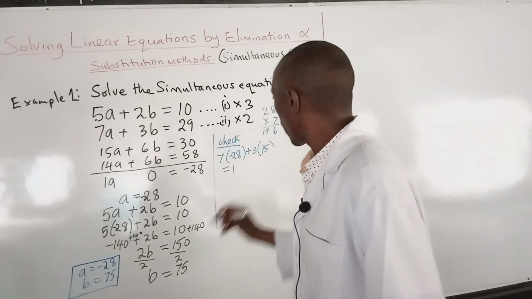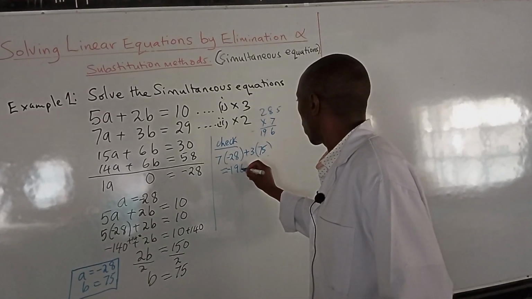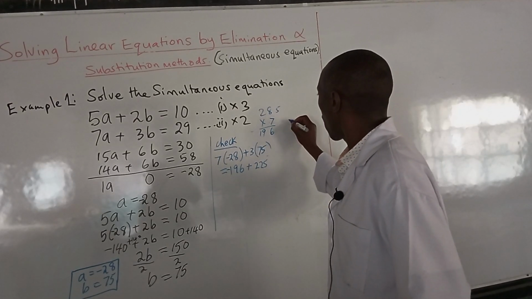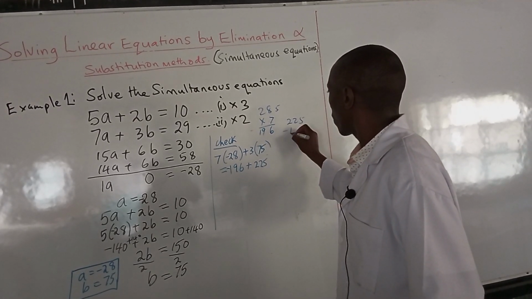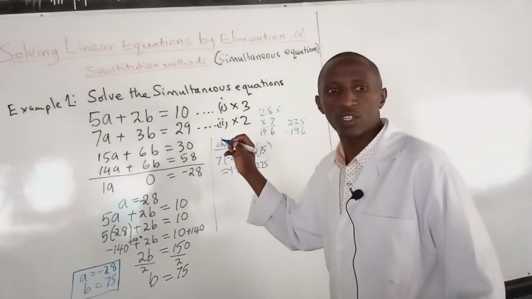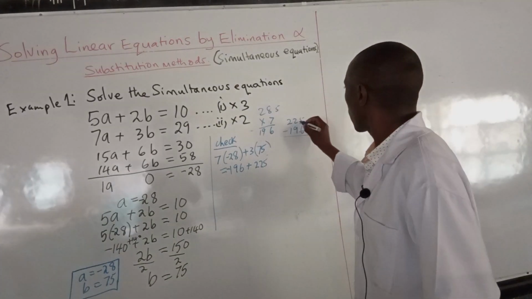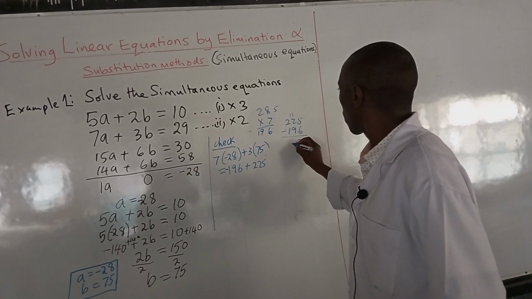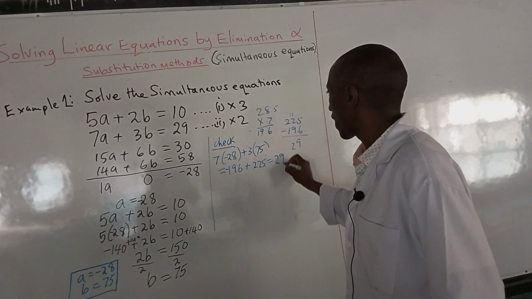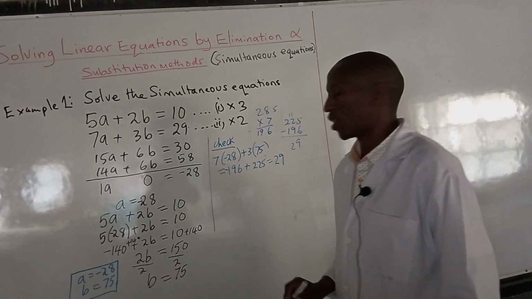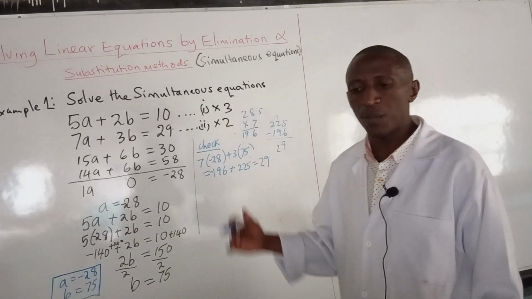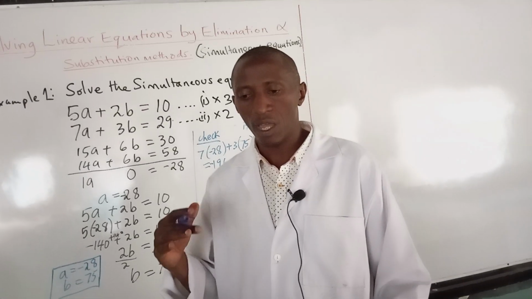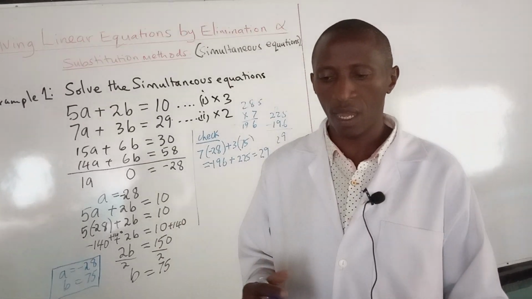Negative 196. If we add it to 225, it's the same as having 225 subtract 196. And what does that give us? That gives us 29. And that is the same value that we have there. That way, we have been able to check on our answer, and we are able to give that answer as correct.